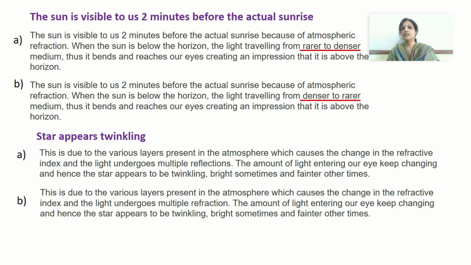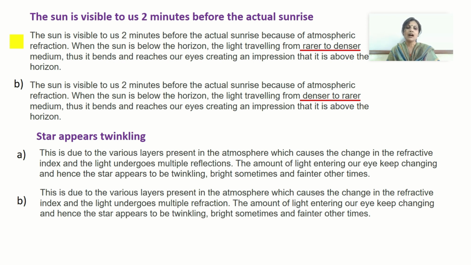When the sun is below the horizon, does the light travel from rarer to denser medium? Or does the light travel from denser to rarer medium? This is correct. In our case, option A is correct, that when the sun is below the horizon, the light travels from rarer to denser medium, and therefore it bends and reaches our eyes, creating an impression that it is above the horizon. So with this important word, you can make out which reason is correct. The intention is that you should read the paper carefully, and that is the reason such types of questions are put up in the paper.